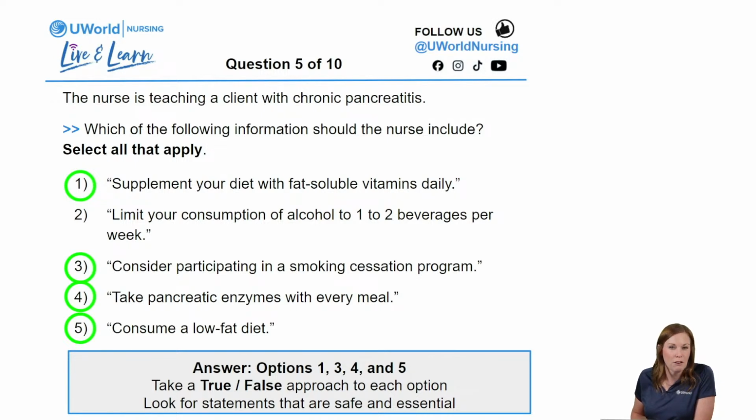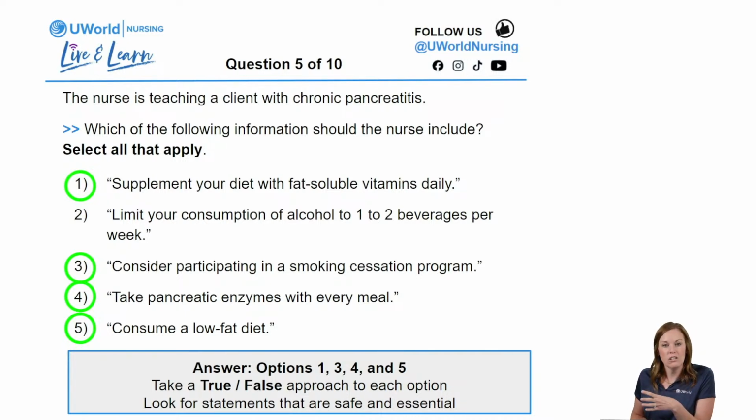It can also happen from biliary tract disease, autoimmune diseases, tumors, cystic fibrosis, things like that. So clients with chronic pancreatitis cannot secrete lipase, which is what we use to digest fats. These clients are going to require oral supplementation of pancreatic enzymes or lipase. They're going to need to take these enzymes with meals and snacks, and they're going to need to restrict dietary fat intake.